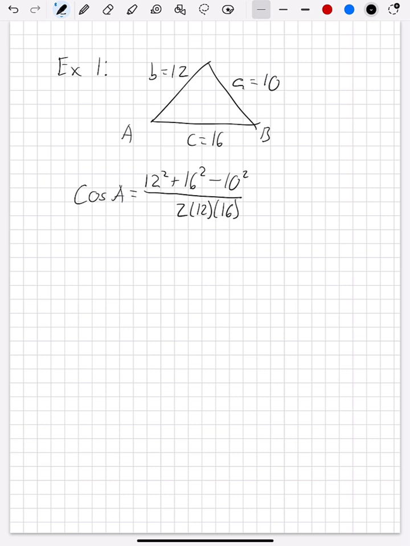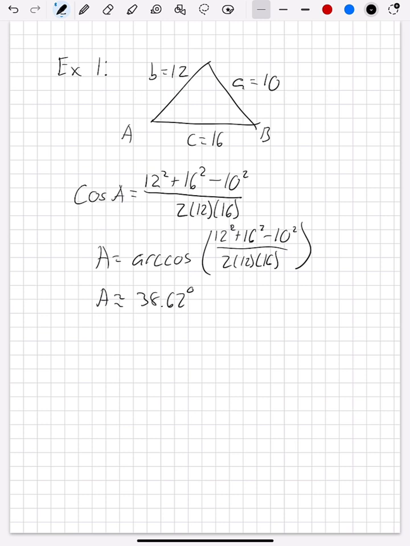So I'm going to take the arc cosine, or the inverse cosine, of this thing. Now you could find that number first and then plug it into arc cosine. That's fine. I like to just do it in one step, but that's just for me. So you plug that in the calculator. Be sure that your calculator is in degrees, and A comes out to be 38.62 degrees.